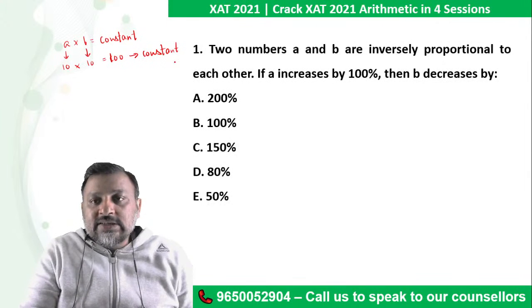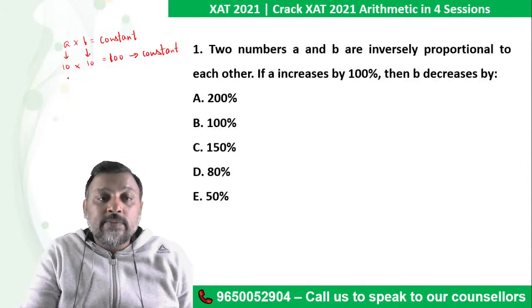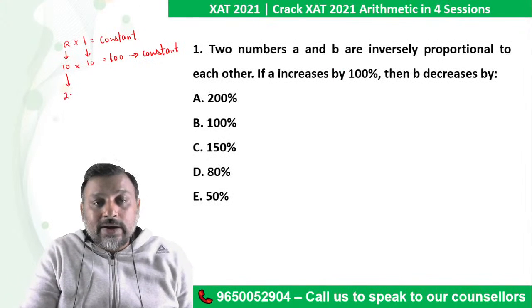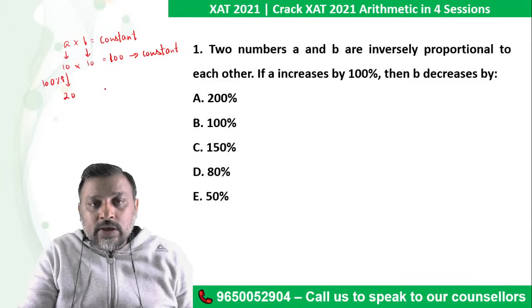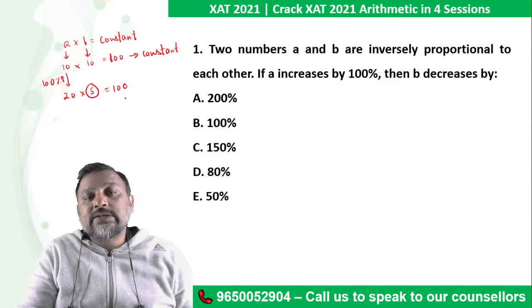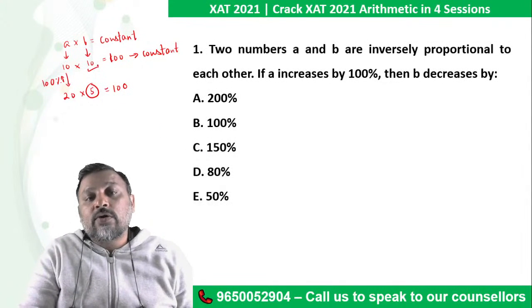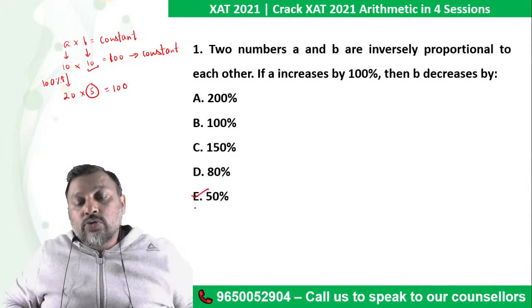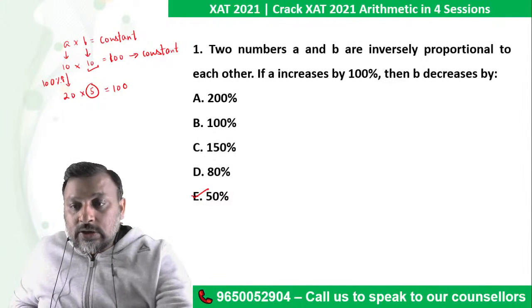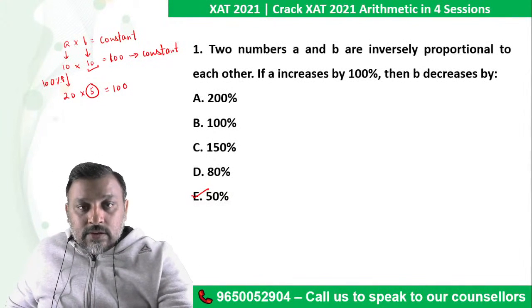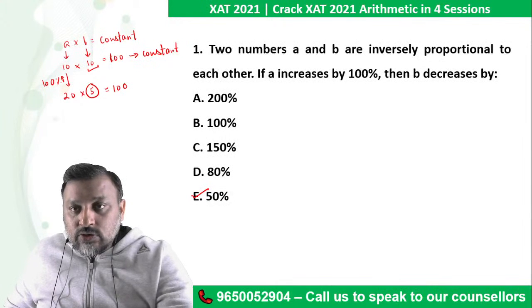Now it is given A has increased by 100%, so A has become 20, an increase of 100%. The product will remain constant. So what should be the value of B? It should be 5. That means a decrease of 50% from the initial value. So the correct answer is E. Very good, Manjusha. Okay, let's move to the next question now.